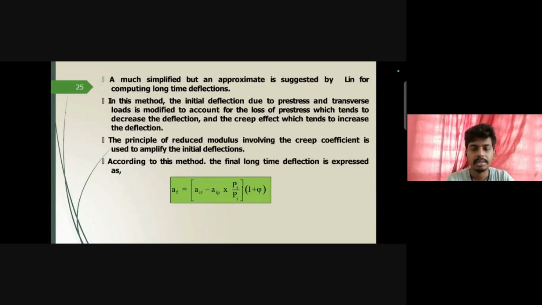A much simplified but approximate suggestion by Lin for computing the long-time deflections is Δ = Δ_i(1 + φ) - Δ_p(1 - ΔP/P)(1 + φ)... The principle of reduced modulus involving the creep coefficient is used to amplify the initial deflections. So in this method, the initial deflection due to pre-stress and the transverse load is modified to account for the loss of pre-stress, which tends to decrease the deflection, and the creep effect, which tends to increase the deflection.